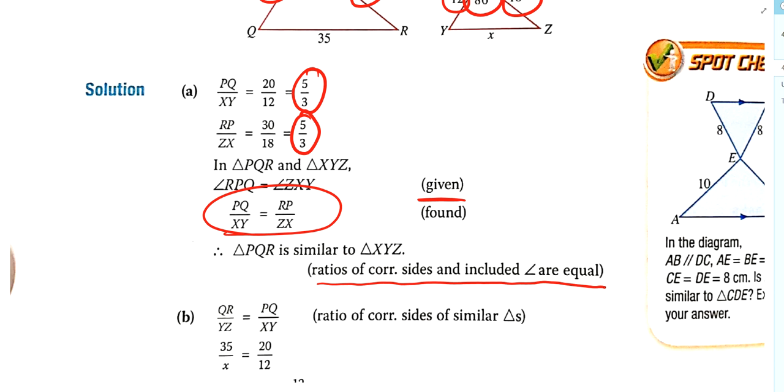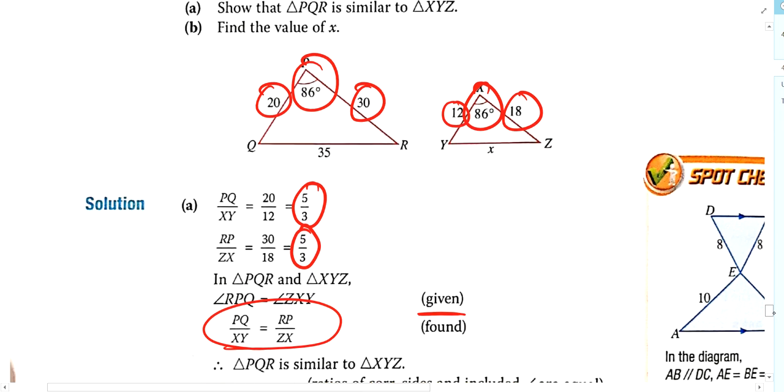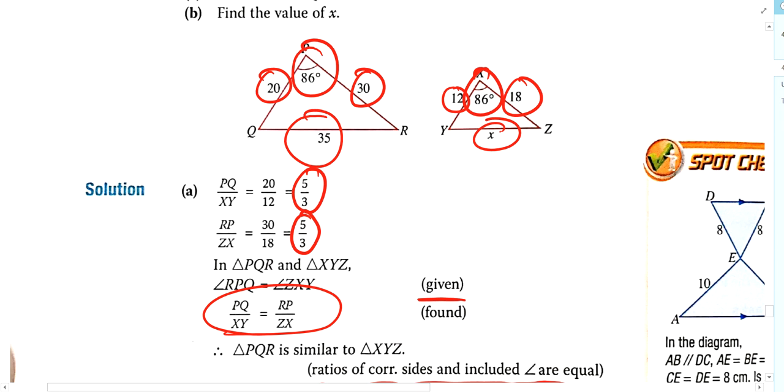Then for part B, you can read it yourself. Find the value of x. Obviously, they are also proportional because they are similar.